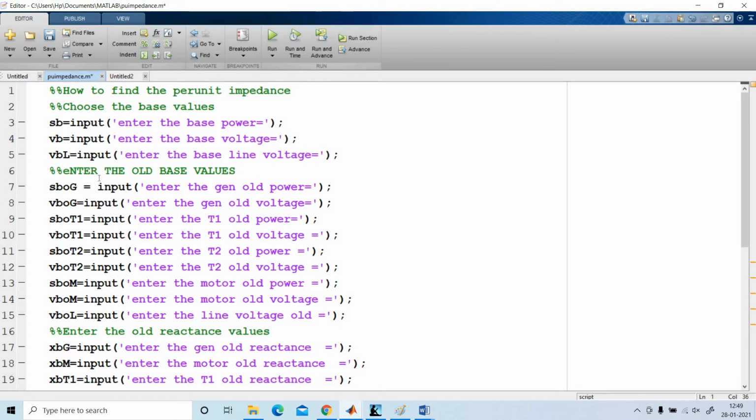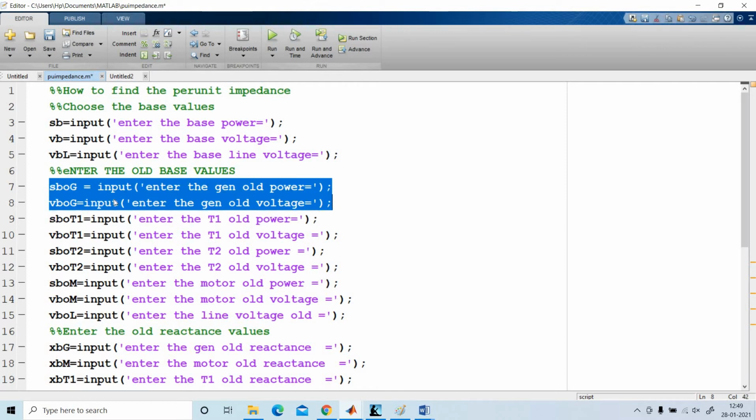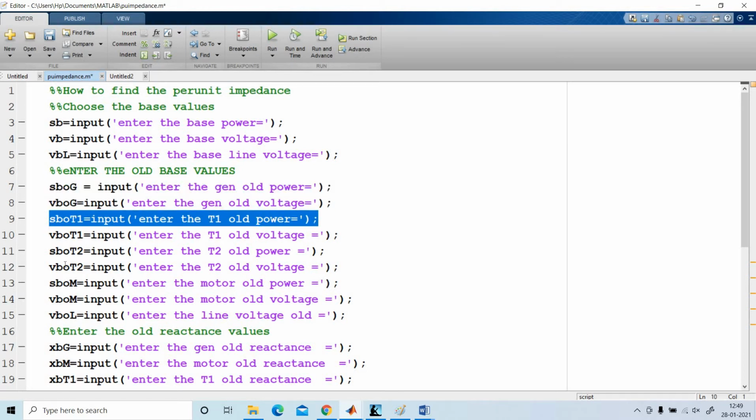Next, enter the old base values. In this problem, we are having 5 equipments: generator, motor, transformer 1, transformer 2 and line. First of all, I have to enter the values of the generator. Input, enter the generator old power and the generator old voltage. Next, I enter the values of transformer 1, then transformer 2, then the motor. Last, I have entered the value of the line.